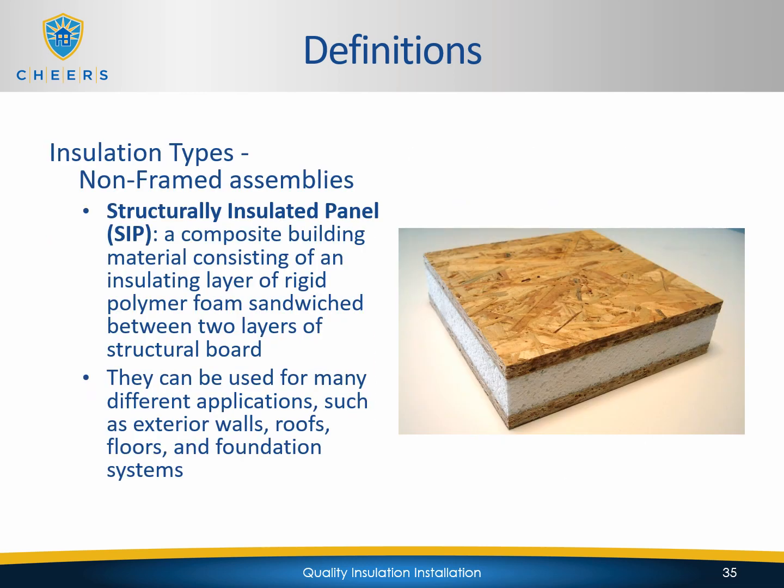Structural insulated panels, or SIPs. It's a composite building material consisting of an insulating layer of rigid polymer foam sandwiched between two layers of structural board. They can be used for many different applications such as exterior walls, roofs, floors, and foundation systems.